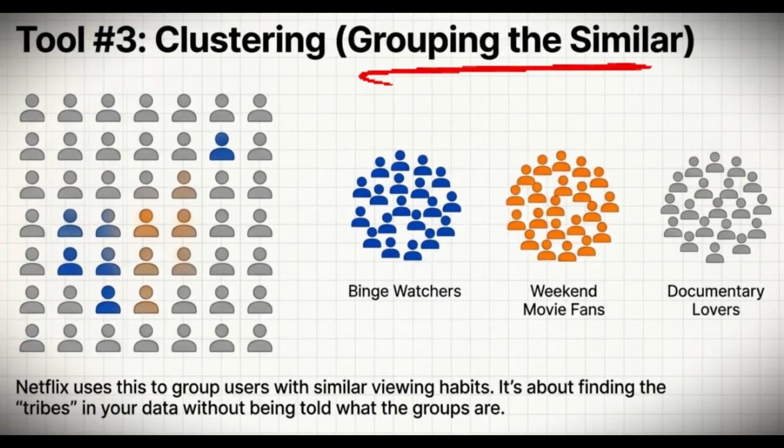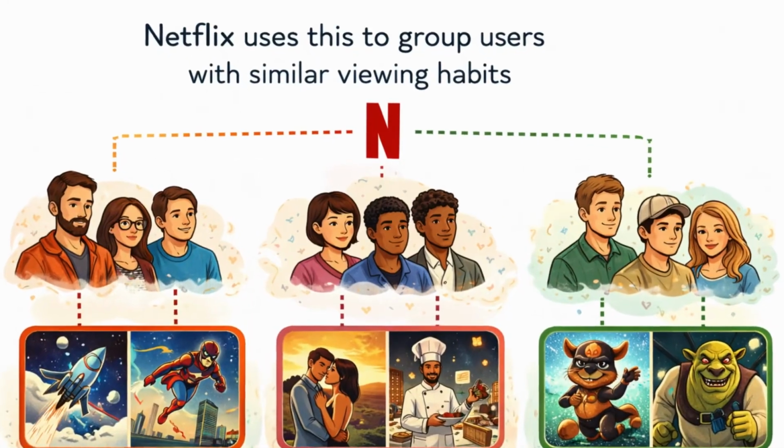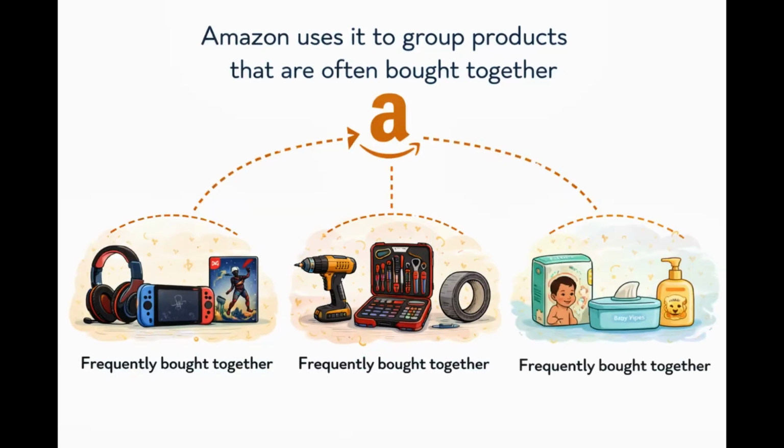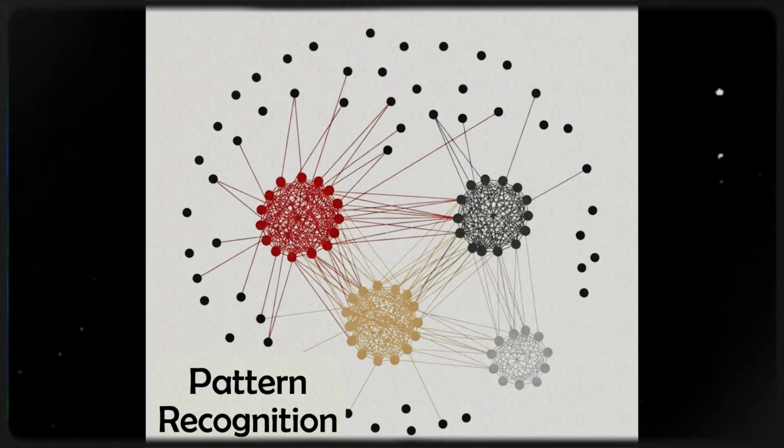Clustering is grouping similar things together without being told what the groups should be. Netflix uses this to group users with similar viewing habits. Amazon uses it to group products that are often bought together. It's pattern recognition at its finest.